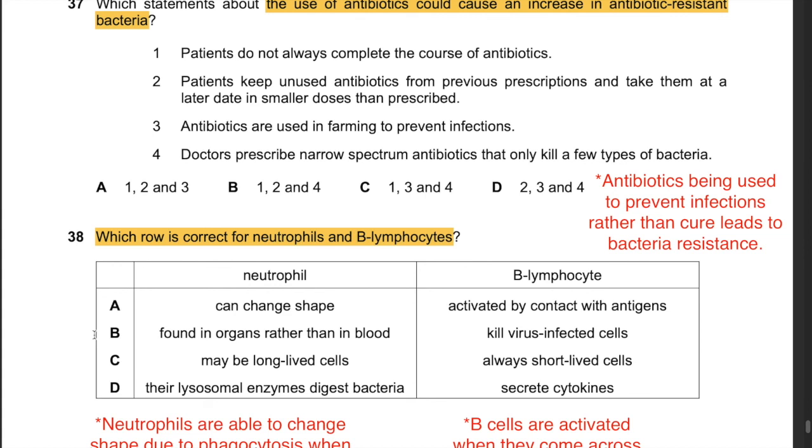The closest and most accurate answers are 1, 2 and 3. Because antibiotics are used to cure infections rather than prevent infections. If you use antibiotics in farming to prevent infections, it leads to antibiotic resistant bacteria. And options 1 and 2 are obviously going to lead to increase in antibiotic resistant bacteria. Therefore, the answer is A, 1, 2 and 3.